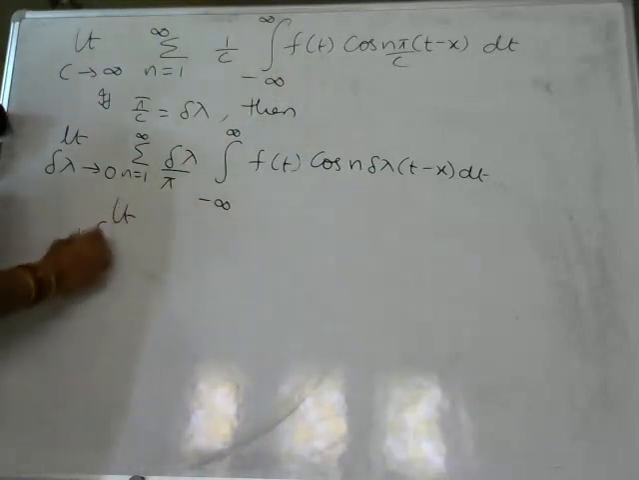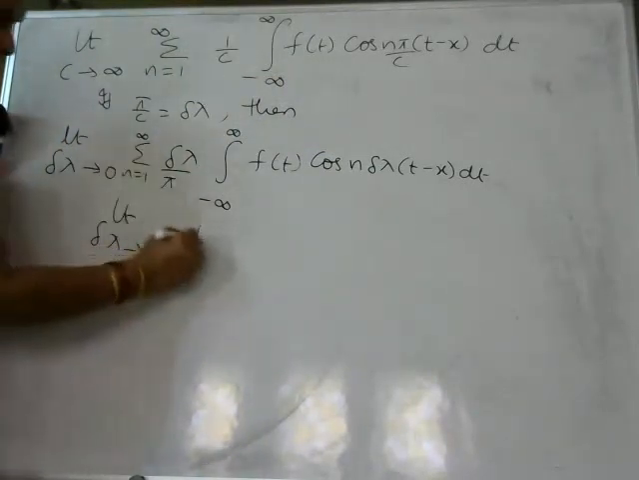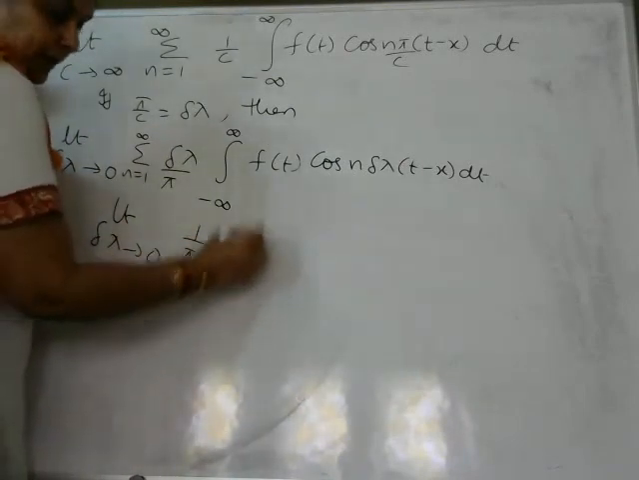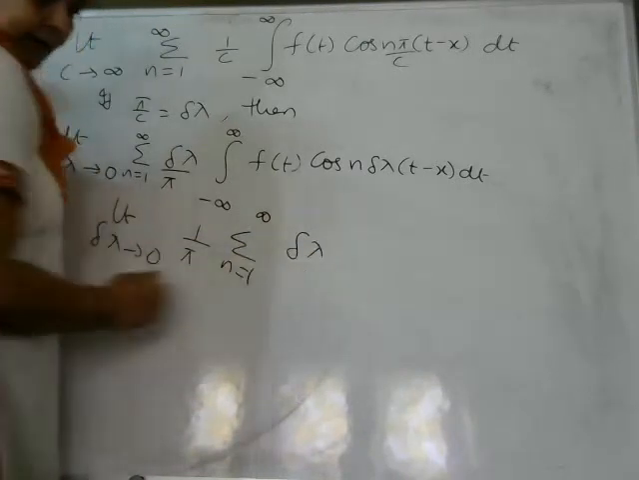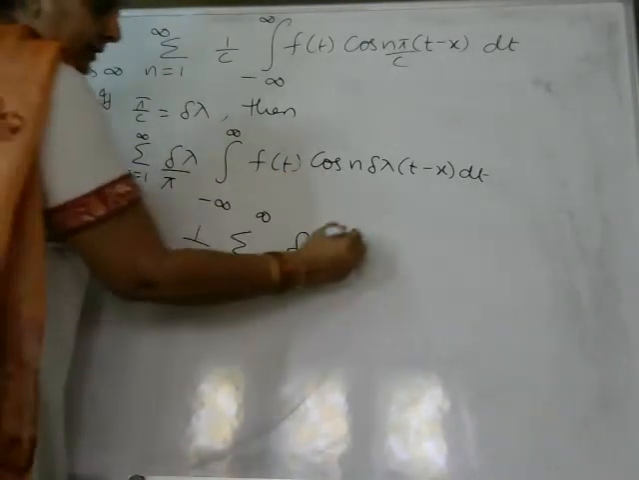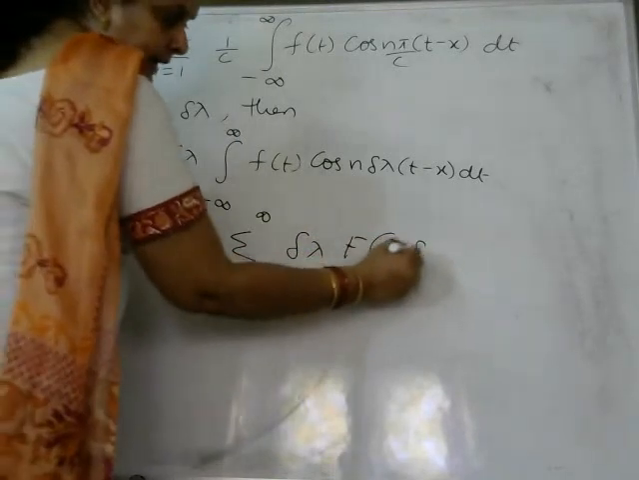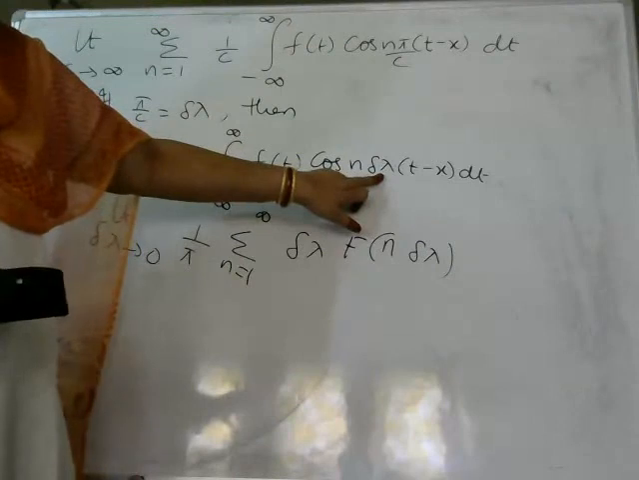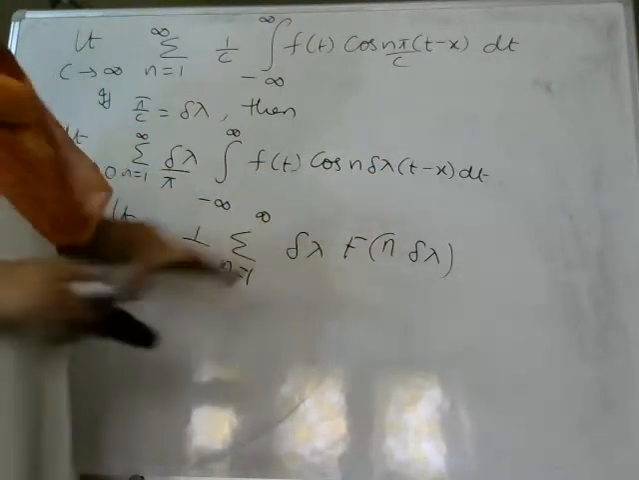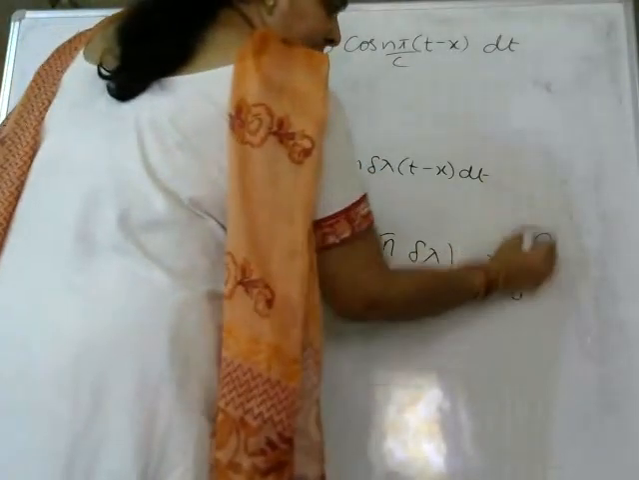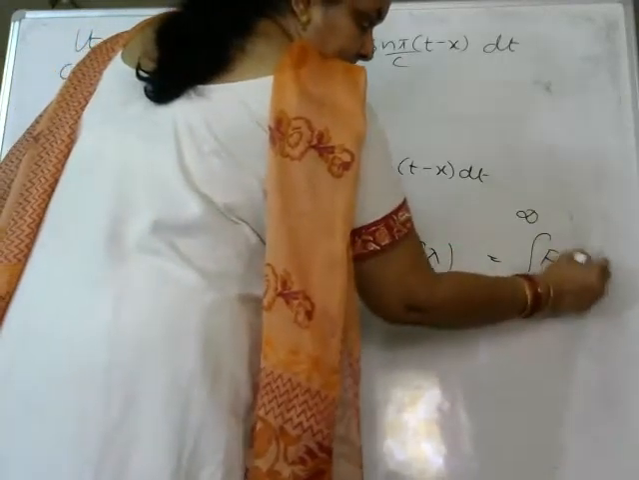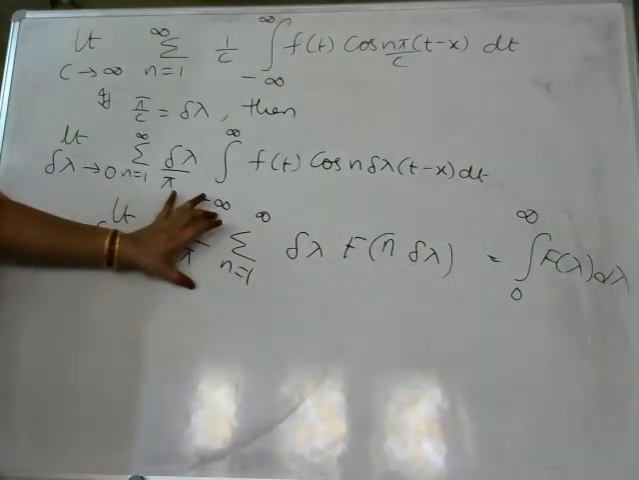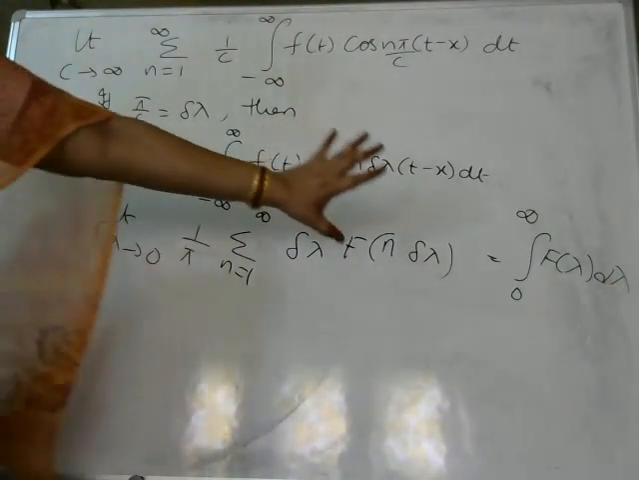Limit as delta lambda tends to 0, 1 by pi, I'll take it out as a constant, sigma n equal to 1 to infinity, delta lambda. We have a function over here, some function of n into delta lambda. How can you write this value? This can be written as the integral 0 to infinity of some f of lambda d lambda. This is nothing but simply the definition of an integral. Summation can be converted into an integral of a function.